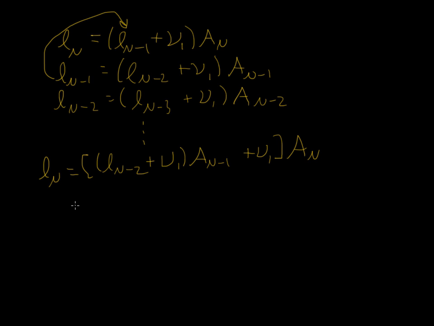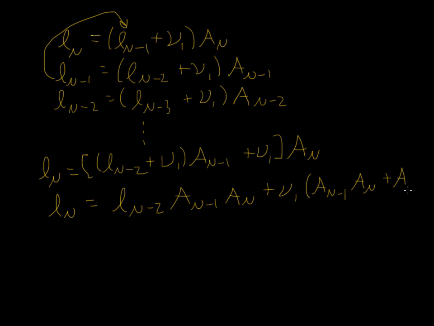If we rearrange this equation a little bit, we can show that L at stage n is going to be equal to L at stage n minus 2 times A n minus 1 times A n plus V1 times A n minus 1 times A n plus A n. Okay. And we're just going to wind up repeating this pattern over and over again.